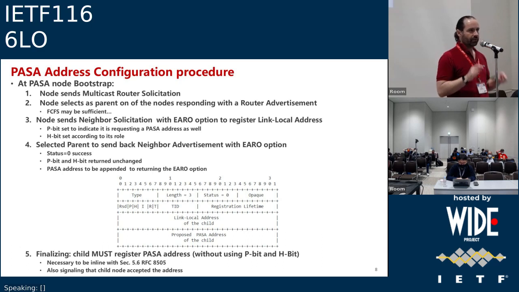Now, the procedure didn't finish yet. Next, the child must register the PAS address. Because the parent is proposing an address, the child will register using just RFC 8505. This basically signals that the child node has accepted that address, and the parent confirms that yes, please use it. So this is simpler than the previous solution that we have in the document. Next.